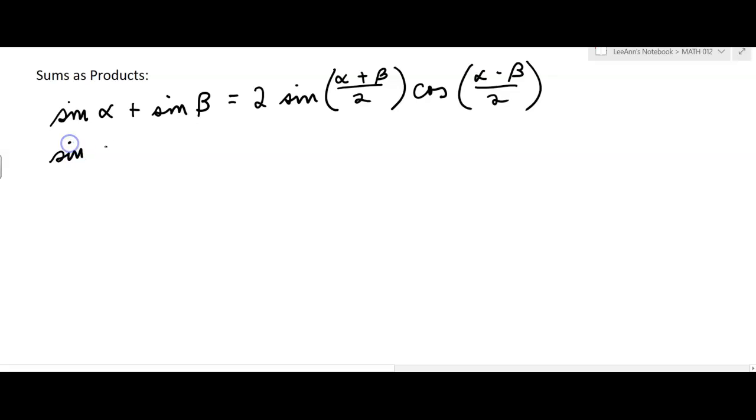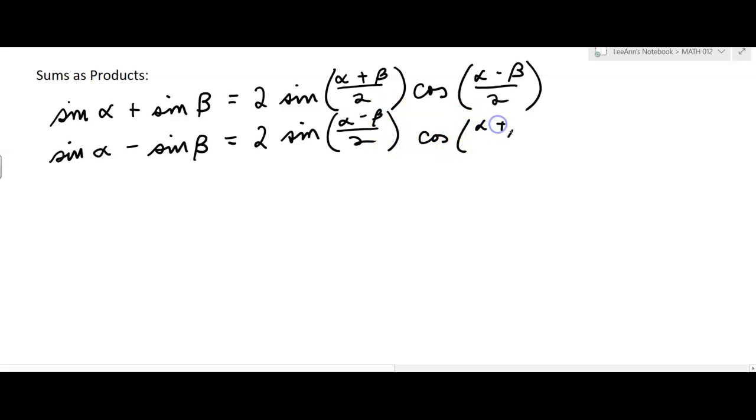And then sine alpha minus sine beta. So it's really the difference, I guess, but they just lump them all together. 2 sine of (alpha minus beta) over 2, cosine of (alpha plus beta) over 2.